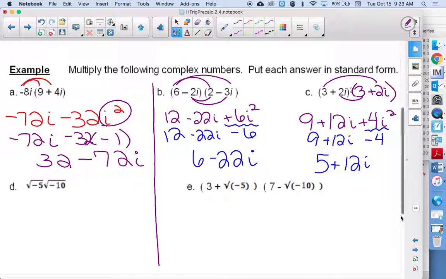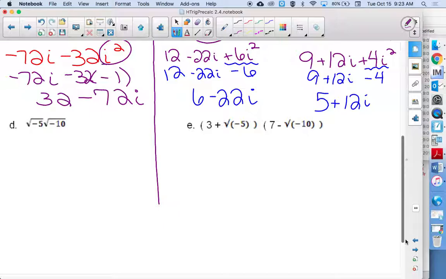The two problems at the bottom are slightly different because there are no imaginary numbers in them currently as they're written. We have the square root of -5, and the square root of -10. What do you think you have to do first?